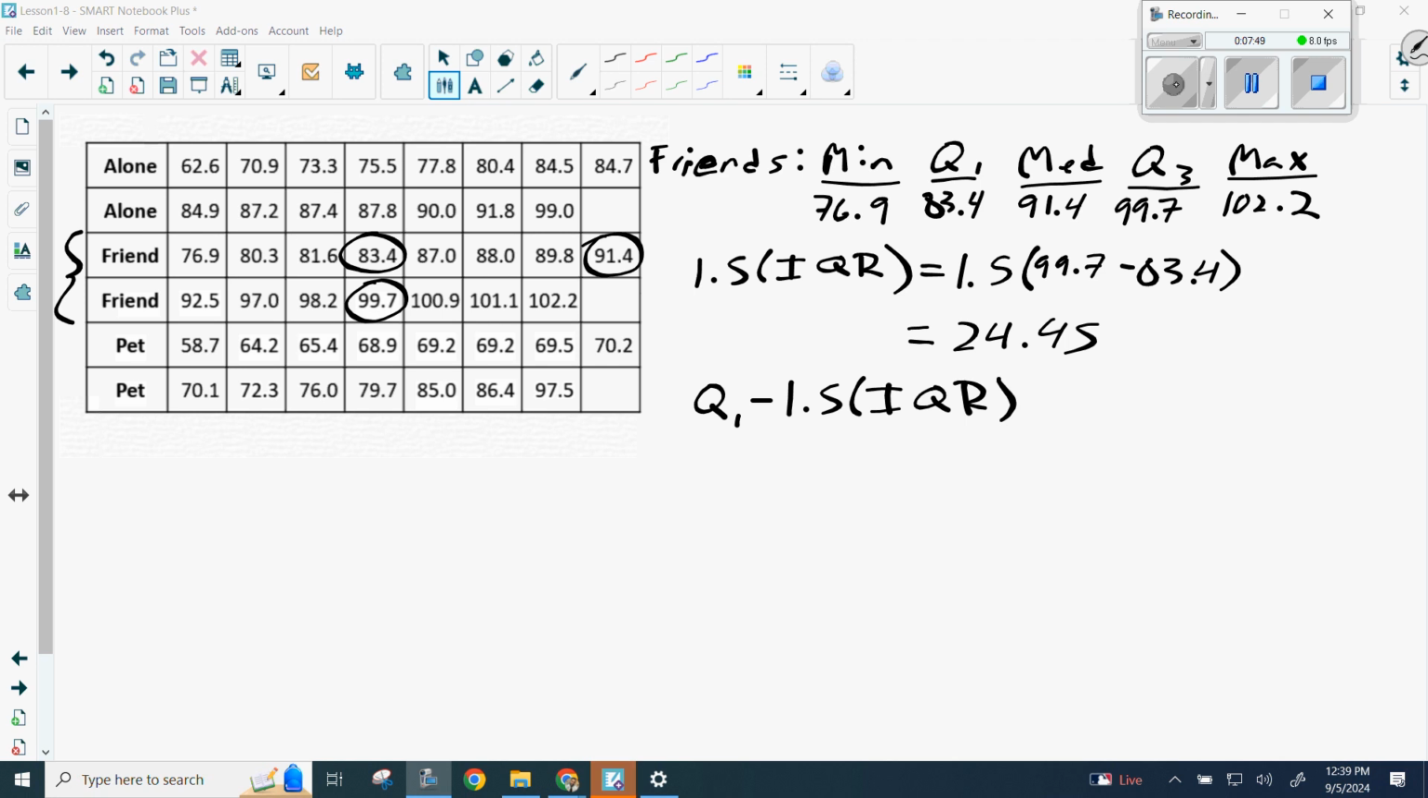Now we'll do quartile 1 minus 1.5 times my interquartile range, which we just calculated. We also know that quartile 1 is 83.4. We're subtracting 24.45. And we get 58.95. Are there any values lower than 58.95? Absolutely not. So there are no lower outliers.